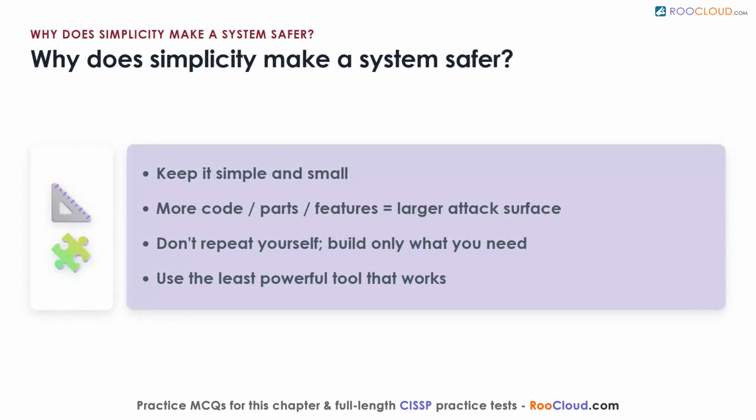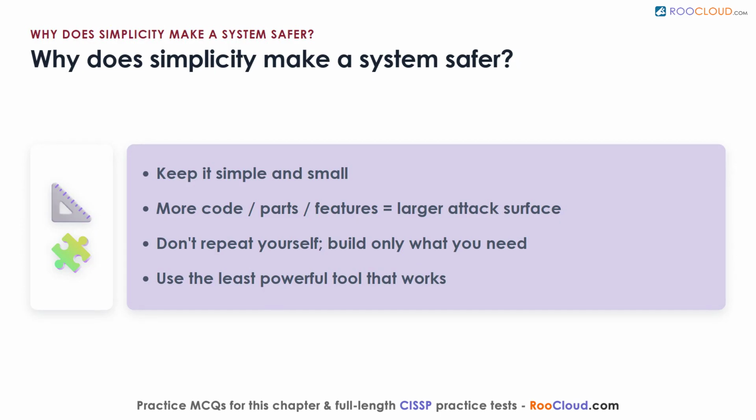Why does simplicity make a system easier to protect? Because complexity is where security goes to hide and break. This is the keep it simple and small principle. More lines of code mean more to test. More parts mean more places to fail. More features mean a larger attack surface.